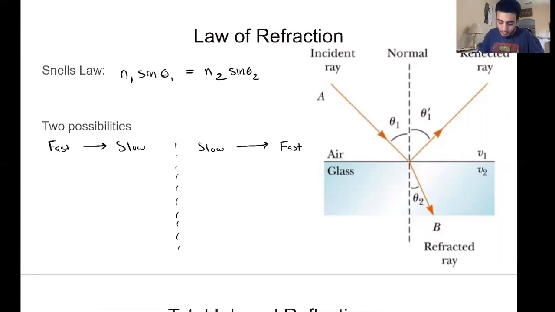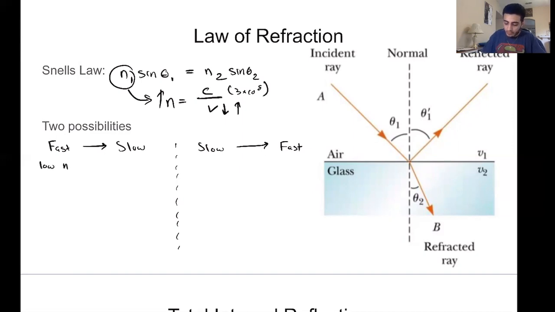If we look back to what the index of refraction is, it is equal to the speed of light in a vacuum, which is given by c, over the speed of light in that object. As this speed decreases, what happens to n? n increases. So something that is fast, something that has a high velocity, will have a low index of refraction. Something that has a slow velocity will have a high index of refraction.